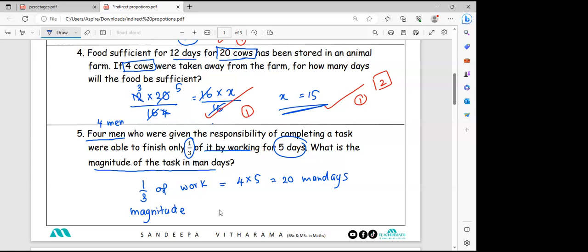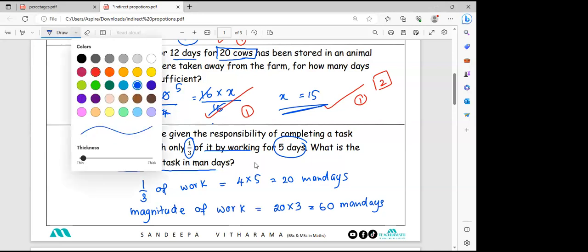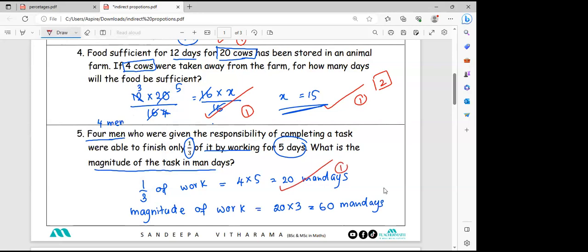Magnitude of work is equals to 20 multiplied by 3. Then answer is 60. 60 man days. You have to identify this. Okay. So here for this calculation 1 mark, for the answer 1 mark, altogether 2 marks given. Okay.